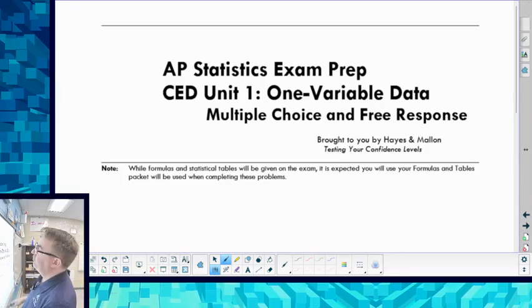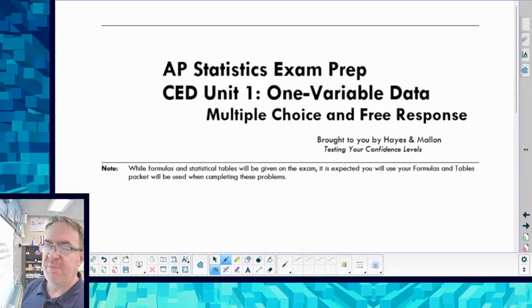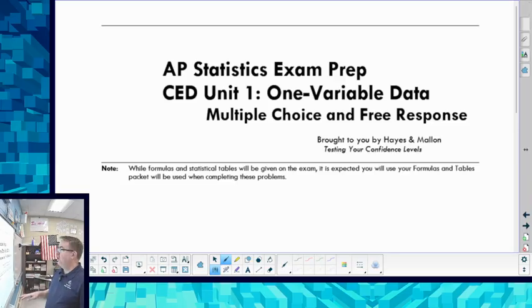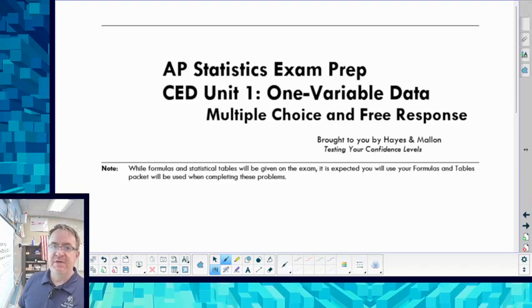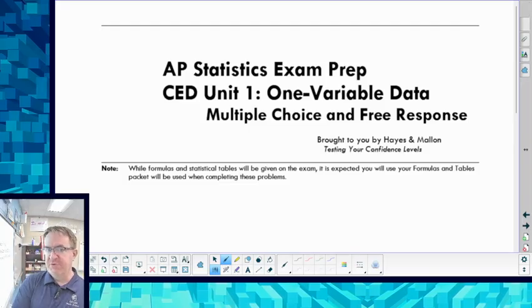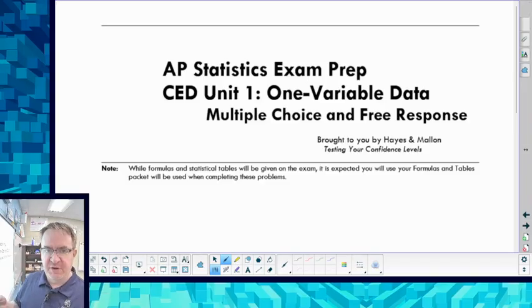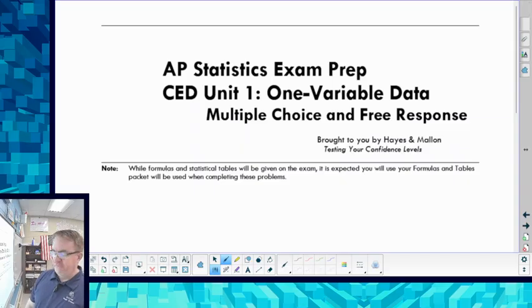I'm going through a bunch of the free response questions to prep for the AP exam. So we're looking at CED1. We're talking about one variable data and how things are represented on it. The link to this is down below. There's a whole spreadsheet there of reviews, it's all stuff the College Board put out. I just organized it by unit. So feel free to use it as you see fit.